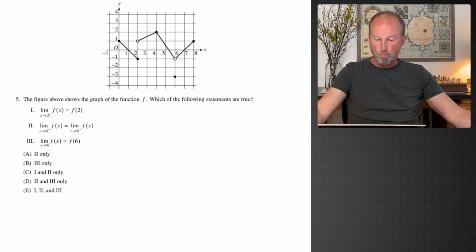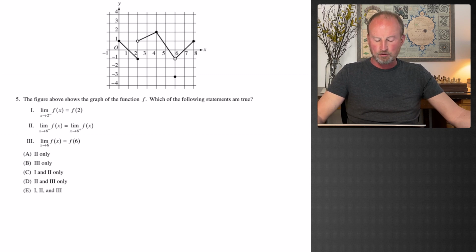Question 5. Looking at a graph of F. Super important that you look at what you're looking at. Is it F? Is it F prime? Is it F double prime? So this is F.